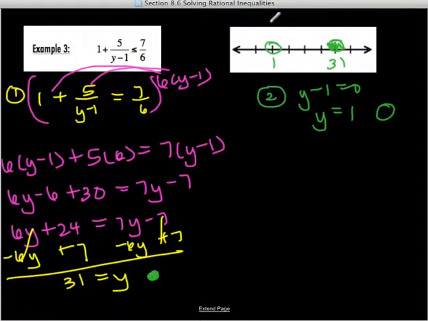Okay, so now I go ahead and divide it into intervals. What's a number that's less than 1? Well, a number less than 1 is 0, so I'm going to try y equals 0. Then a number in between 1 and 31. I'm going to try 2, sure. And then y equals number greater than 31. Let's try 32.